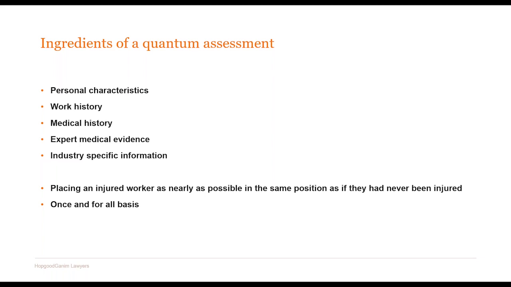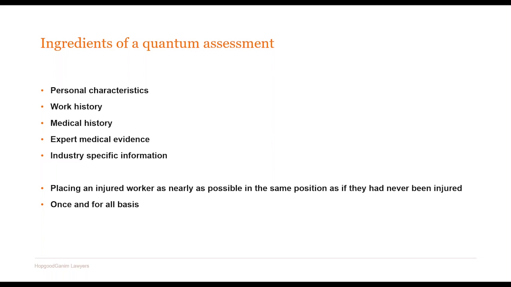In order to place the worker back as closely as possible in their pre-injury position, we need information about what that position was and what their position is now. These are the ingredients of the quantum assessment. The first ingredient is personal characteristics, and that might include characteristics such as age, qualifications, English speaking status, criminal history, compensation history, and return to work status. As we go through the quantum assessment process today, it will become clear how each of those attributes might be included in the assessment of quantum.